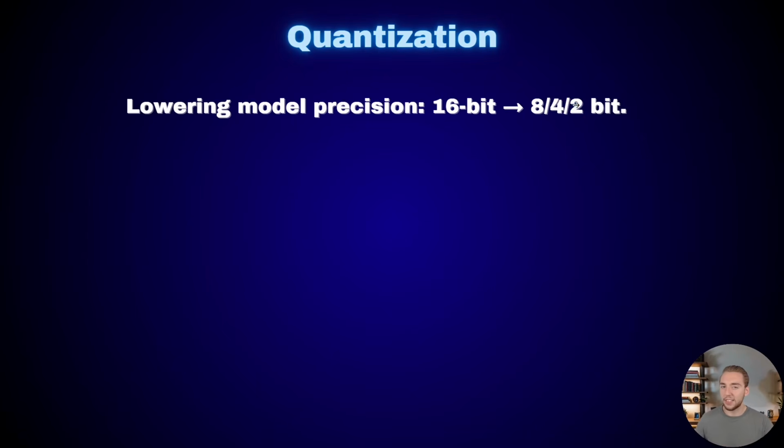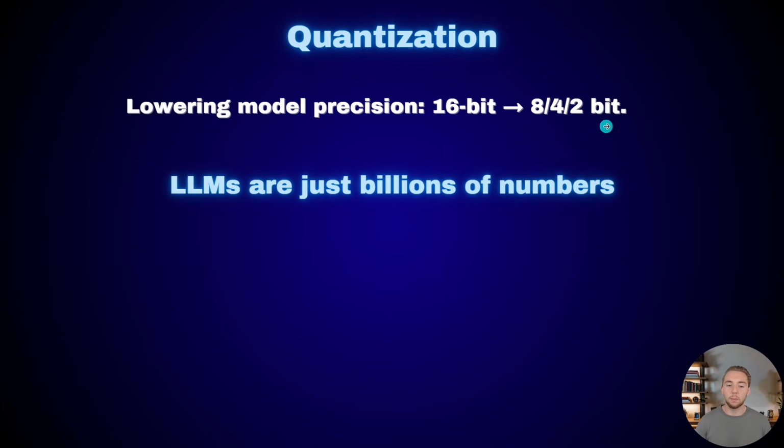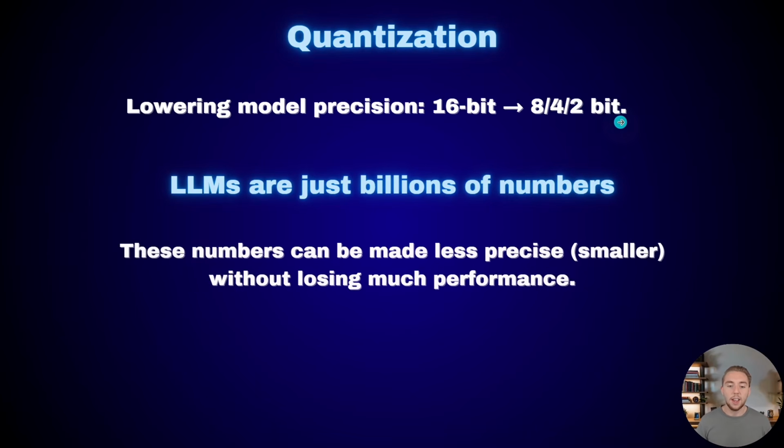Don't worry if you don't understand the technicalities of that. Basically, it comes down to LLMs are just billions of numbers. That's the parameters that we already covered. And we can make these numbers less precise or smaller without losing much performance. So we can fit larger LLMs within a GPU that normally wouldn't even be close to running the full size model.